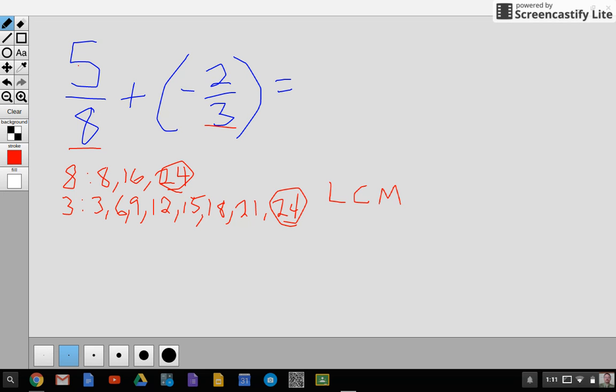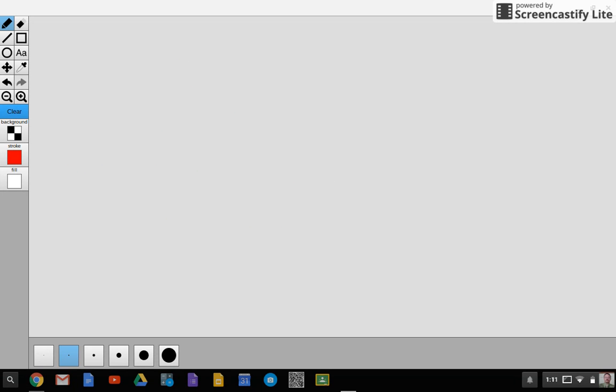So now we have to figure out what we would multiply each denominator by to get that LCM. You wouldn't be able to clear this off your notes, but I'm going to clear off mine because I'm running out of room quickly. So I would have my 5/8 right here. And I would need to multiply that 5/8 times 3/3.